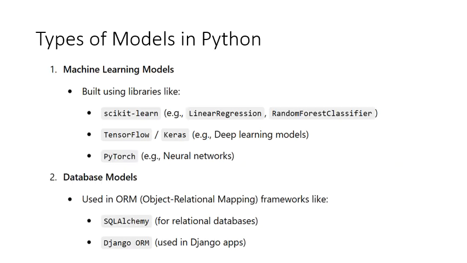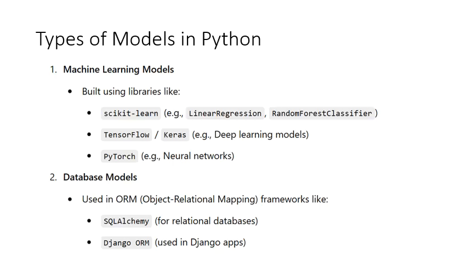Types of models in Python. Machine learning models are built using libraries like scikit-learn, which is for linear regression and random forest classification; TensorFlow and Keras, which are used for deep learning methods; and PyTorch, which is used for neural networks. So these three libraries are used for machine learning.